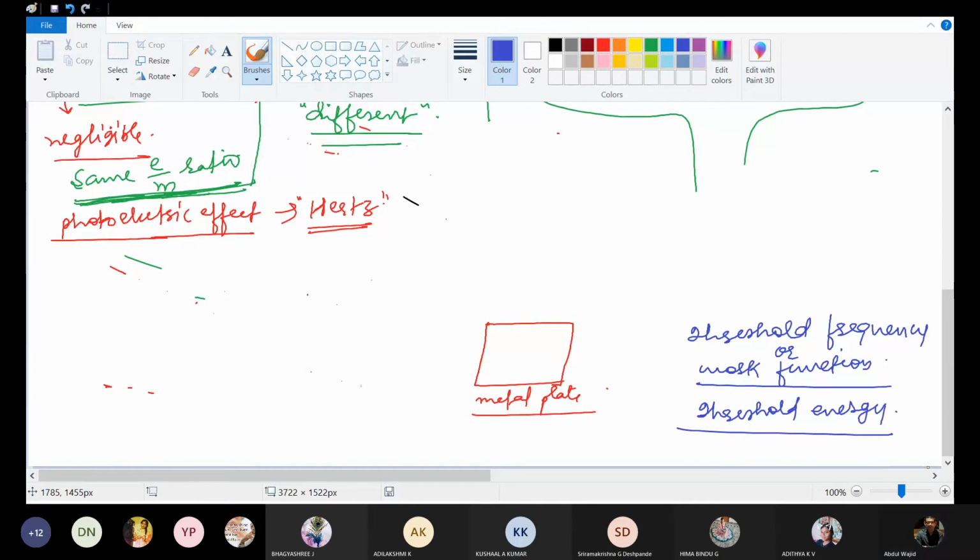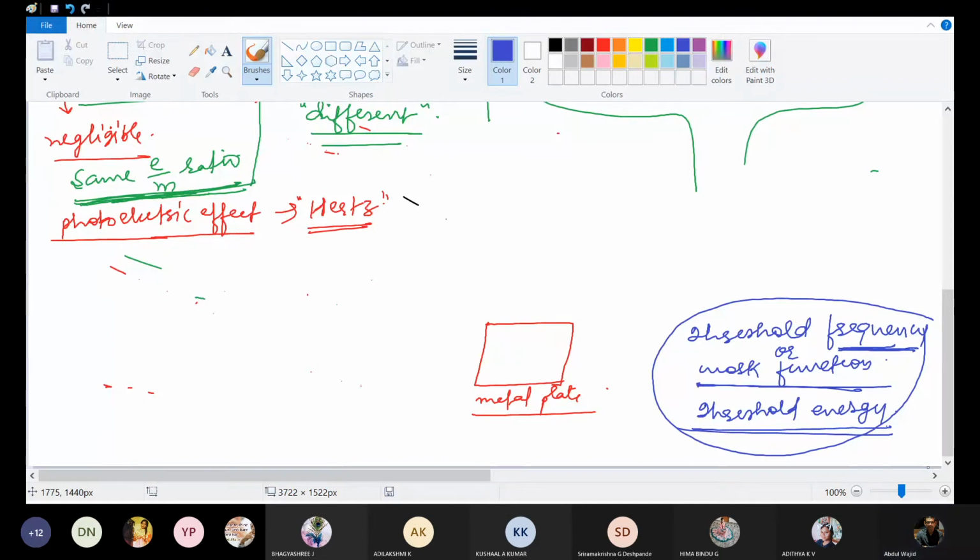Is it okay? For the excitation of an electron from the metal surface, a certain minimum frequency will be required. That minimum frequency required for the excitation of a valence electron from the metal surface is called the threshold frequency. And in physics, it's called the work function. So work function and threshold frequency are the same thing. And if you say a certain minimum energy is required for the excitation of a valence electron from the metal surface, then it's called threshold energy.